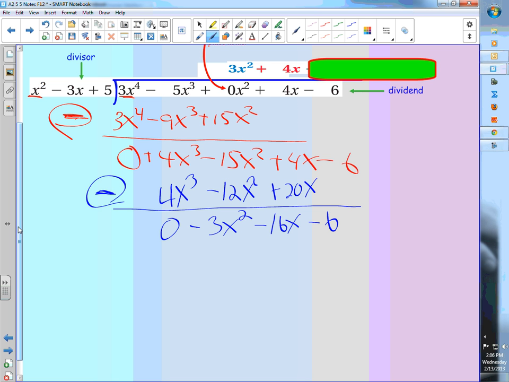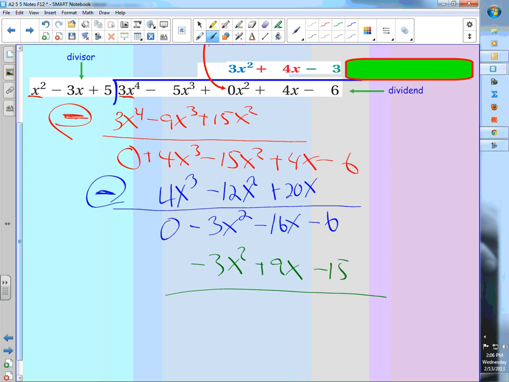Check them, see if you're not clear, anything that's confusing. Does it make sense to everybody? Okay, so then we start again. X squared goes into negative 3x squared. How many times? Negative 3. So up on the top, we're going to put minus 3. Minus 3 times x squared is negative 3x squared plus 9x minus 15. Don't forget you're subtracting. When we subtract here, we get nothing. Negative 16x minus 9x. How much is that? Negative 25x. And negative 6 minus a minus 15 would be plus 9.